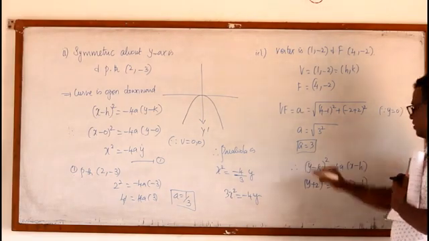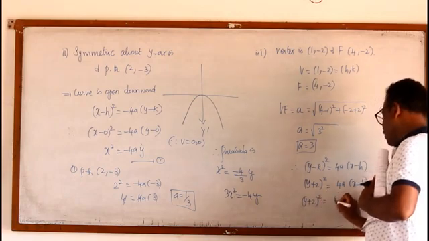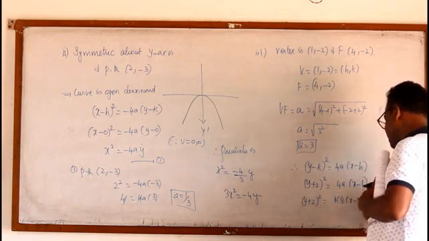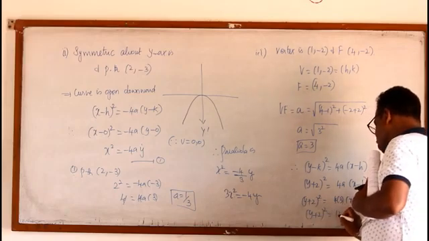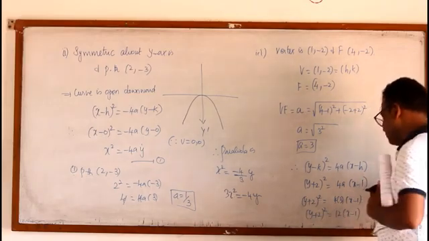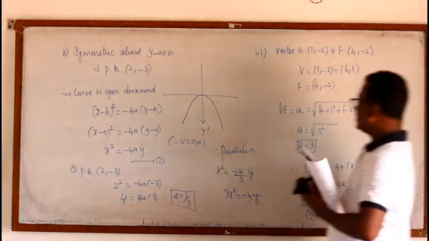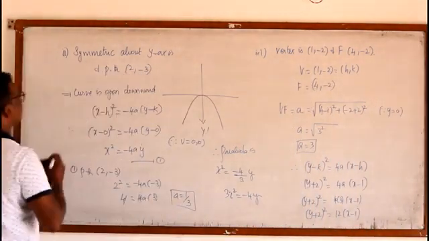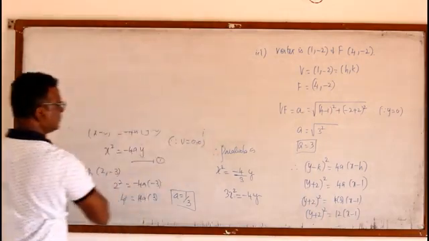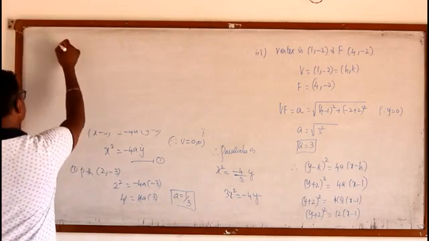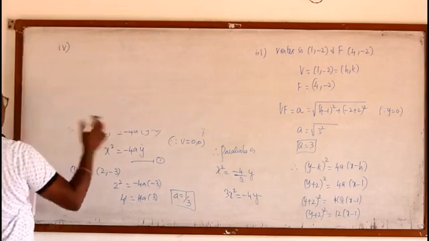We found the value of a. So, it is (y + 2)² = 4 times 3 times (x - 1). So, (y + 2)² = 12(x - 1). This is the equation for the third problem. Now we shall go for the fourth one.